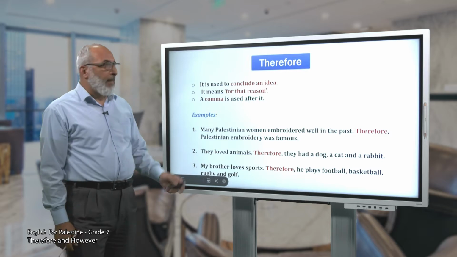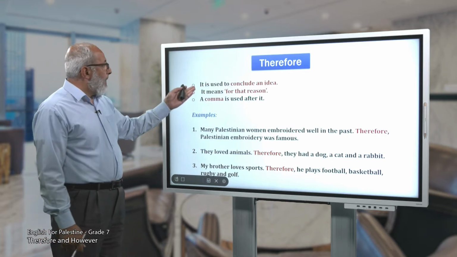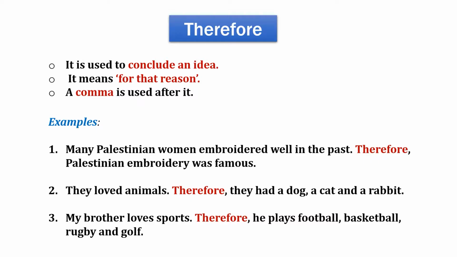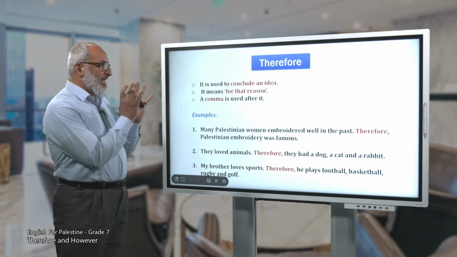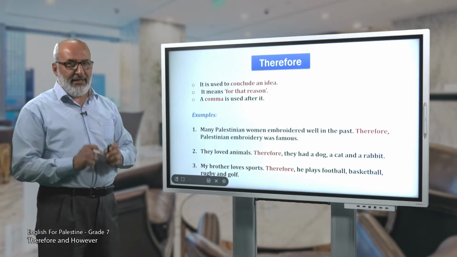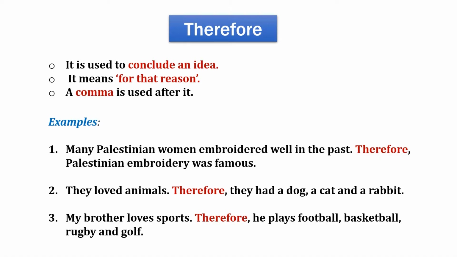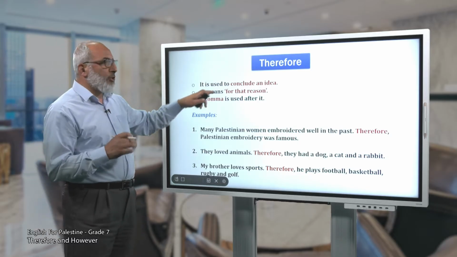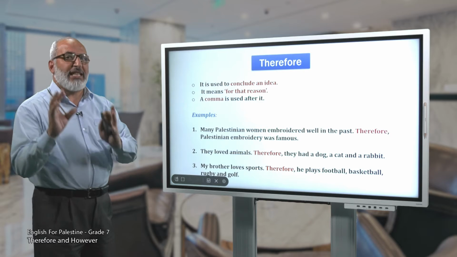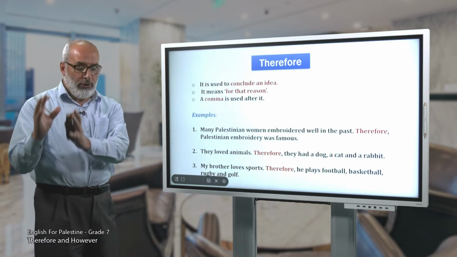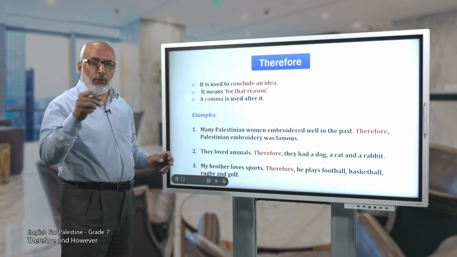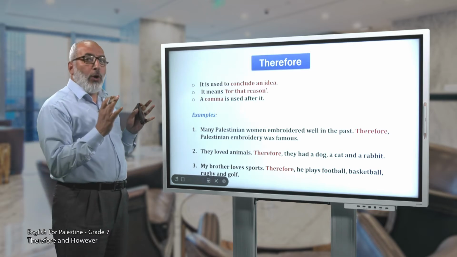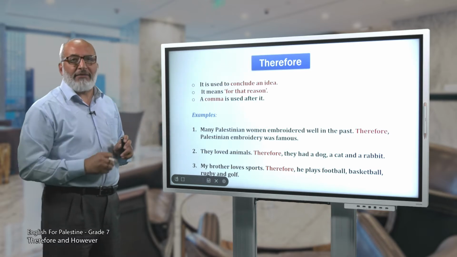Therefore is used to conclude an idea. It means for that reason. A comma is used after it. Again, it is used to conclude an idea. It comes before a conclusion, and it means for that reason. And we always put a comma after it.